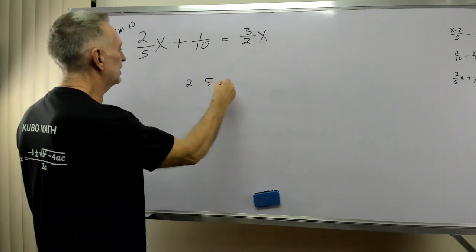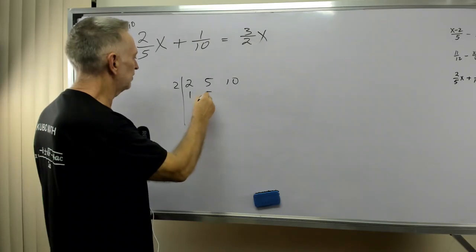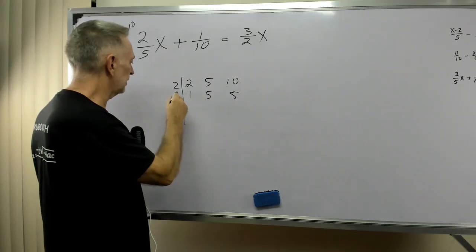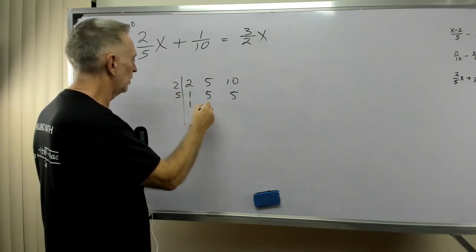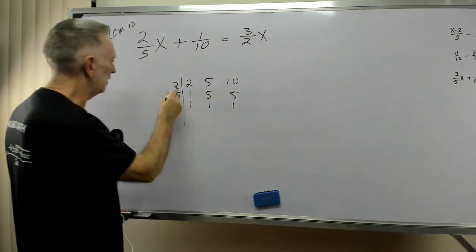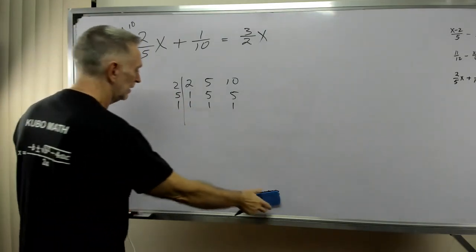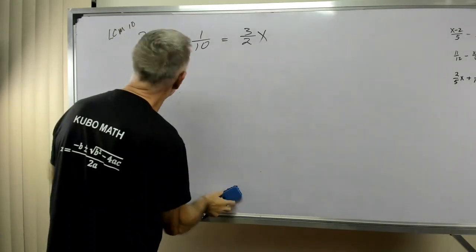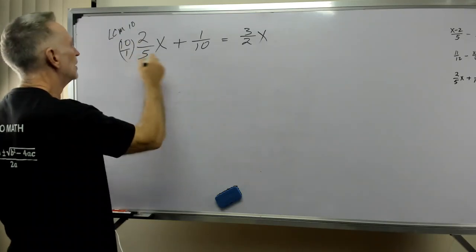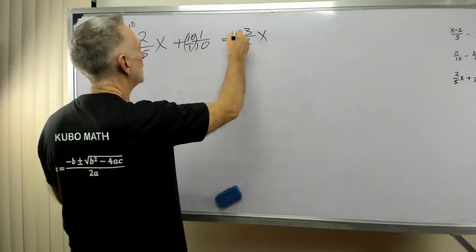2, 5, and 10. Okay, let's pick the 2 first. 1 times 2 is 2. Bring the 5 down. 5 times 2 is 10. Okay, now I have some 5s. Let me get rid of them. Bring the 1 down. 1 times 5 is 5. 1 times 5 is that 5. Bring the 1 over. 5 times 2 is 10 times 1 is 10. So my least common multiple is 10. All right. So let's multiply everything by 10 over 1. 10 over 1. And 10 over 1.